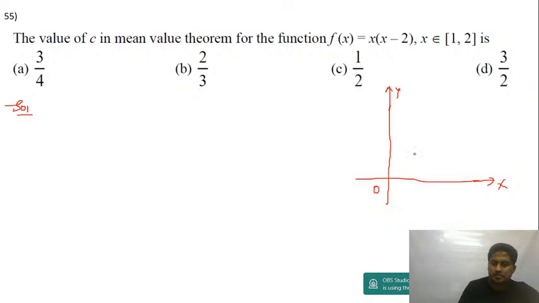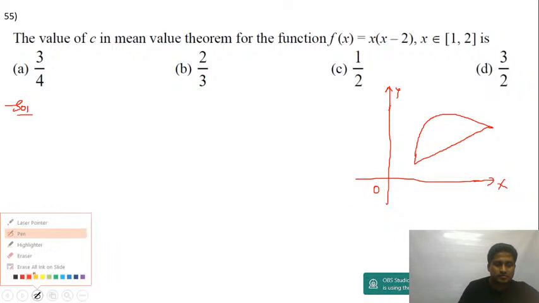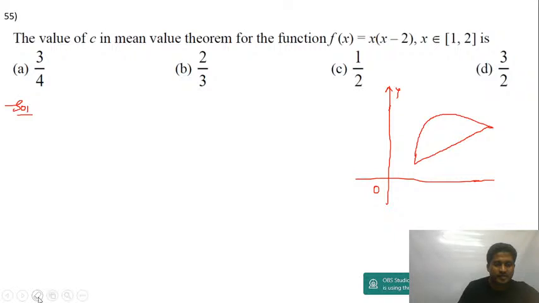Take it in any way, no problem. So let me take it like this. If I take the MVT graph, now if I drop a perpendicular here, let's say this is A. If this is A, this will be f of A. If this is B, this will be f of B. So this point is A comma f of A, and this is B comma f of B. Slope of the tangent should be equal to slope of the chord.